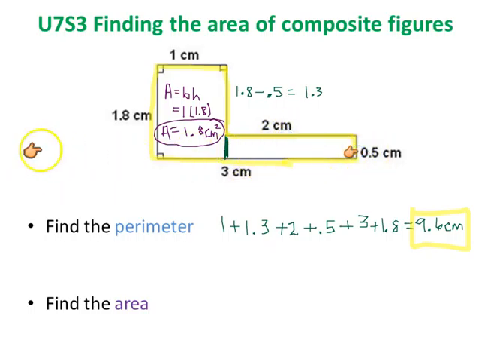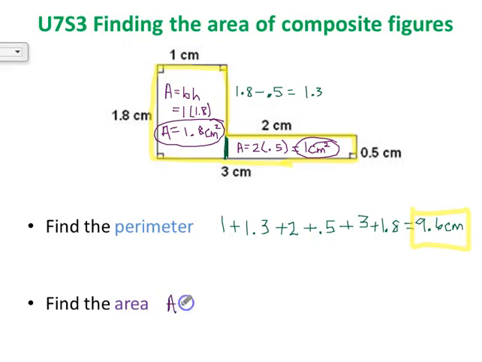Base times height, same thing. So we're going to do area equals, our base is just 2 centimeters. Our height is 0.5. So 2 times 0.5, and what do we get? If you said 1, you are correct. And that's centimeters squared. And then to find the area, we add those two together now.